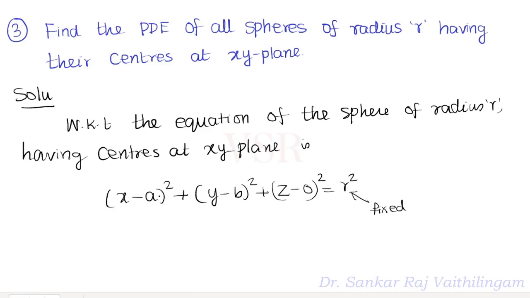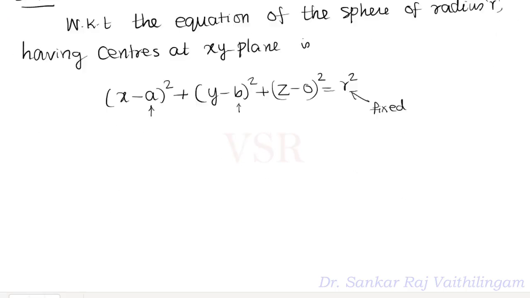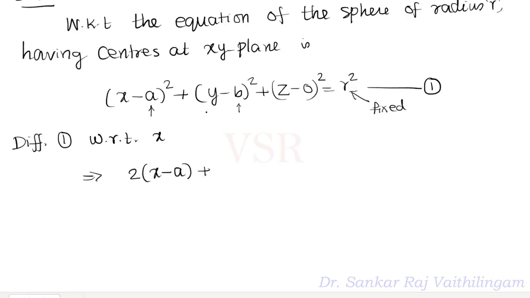அப்போ இங்க constants யாரெல்லாம் அப்படின்னா இது ஒரு constant, இது ஒரு constant. ஓகே, இதைத்தான் நம்ம eliminate பண்ண போறோம். I call this my first equation. அப்போ differentiate 1 with respect to x. அப்போ என்ன கிடைக்கும்? This implies that 2 times x minus a plus 0 plus 2 times z into dou z divided by dou x which is equal to 0.